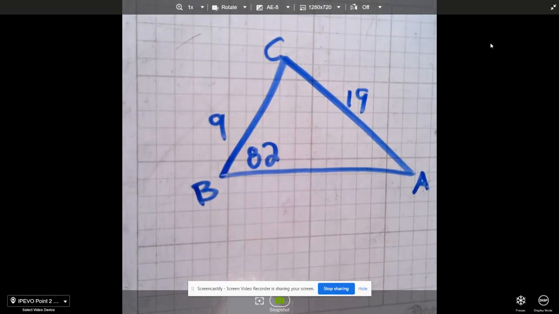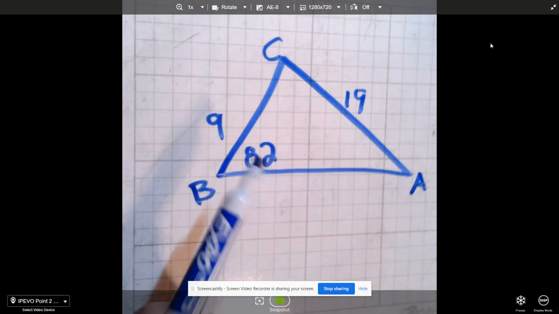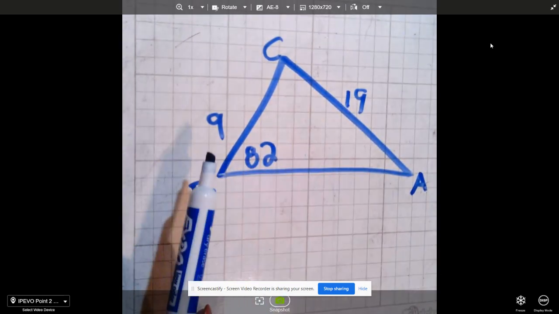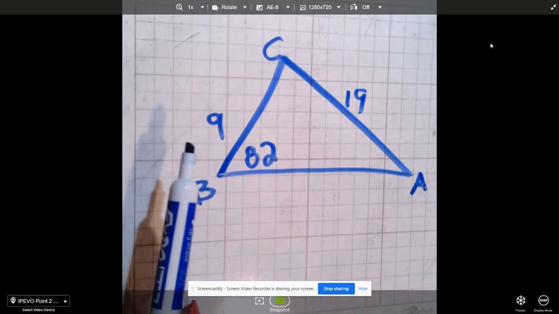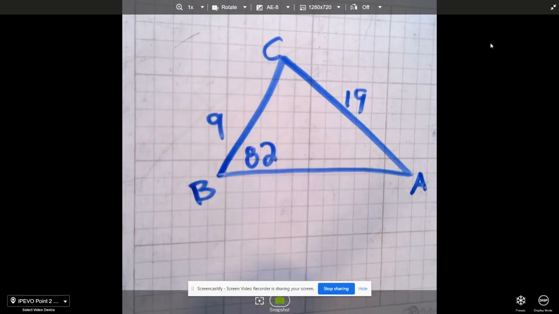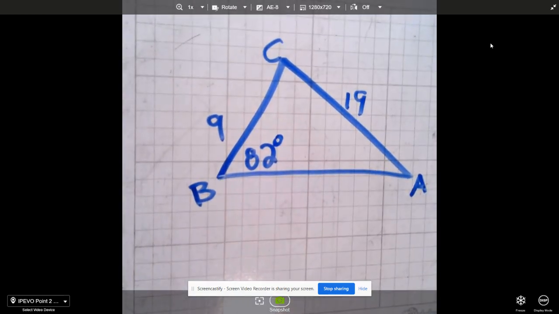All right, trig 7, number 8. So this is what they've given you. They have angle B is 82, side BC is 9, and side CA is 19. Because I have one angle and the side opposite, I can use the law of sines.